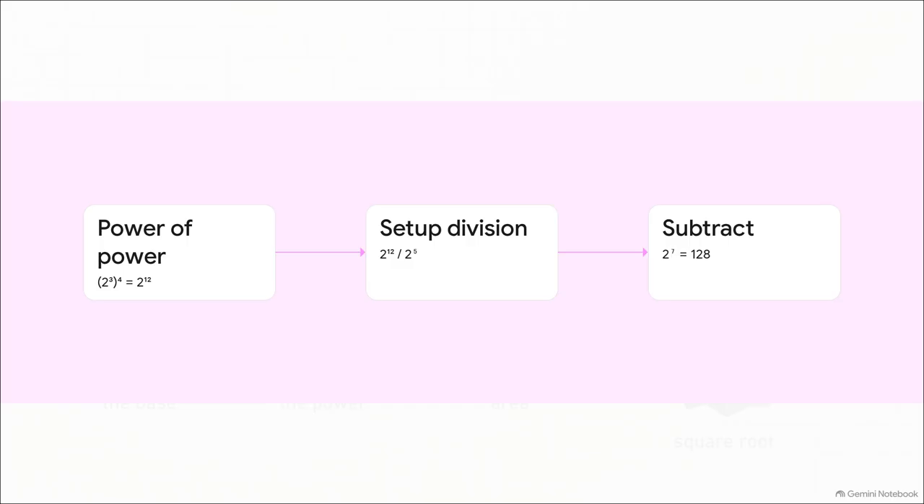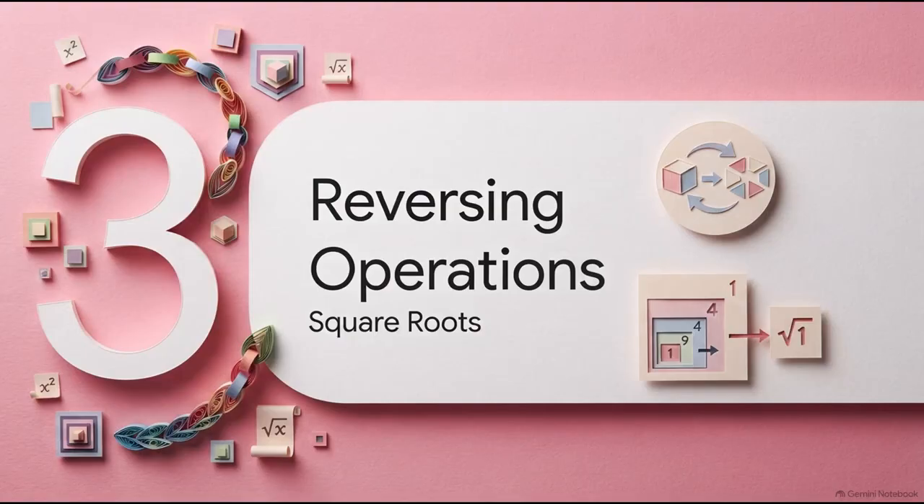12 minus 5 is 7. Our final answer is 2 to the 7th, which equals 128. As you can see, complex problems are really just stacking simple rules on top of each other. That brings us to Section 3, reversing operations, square roots.